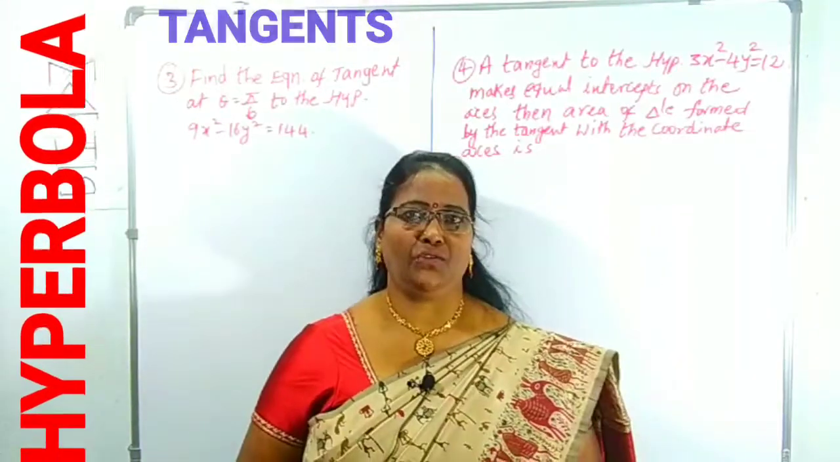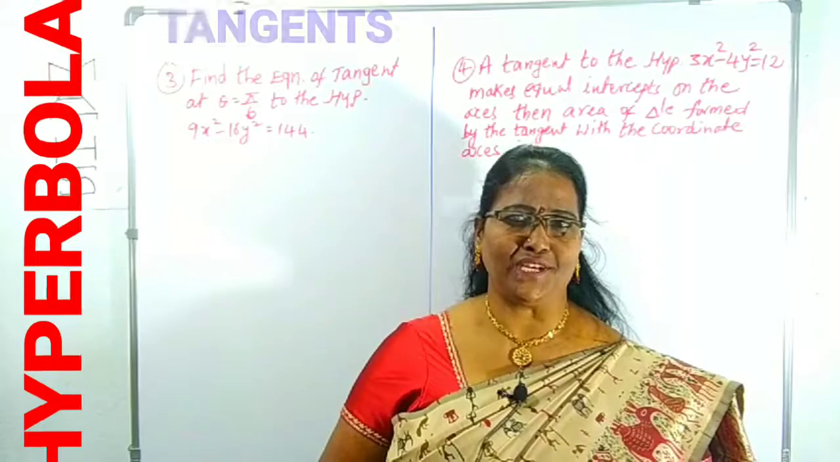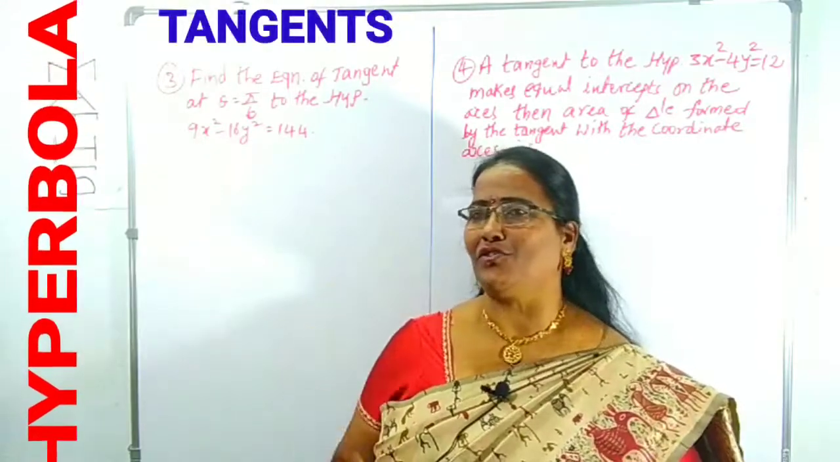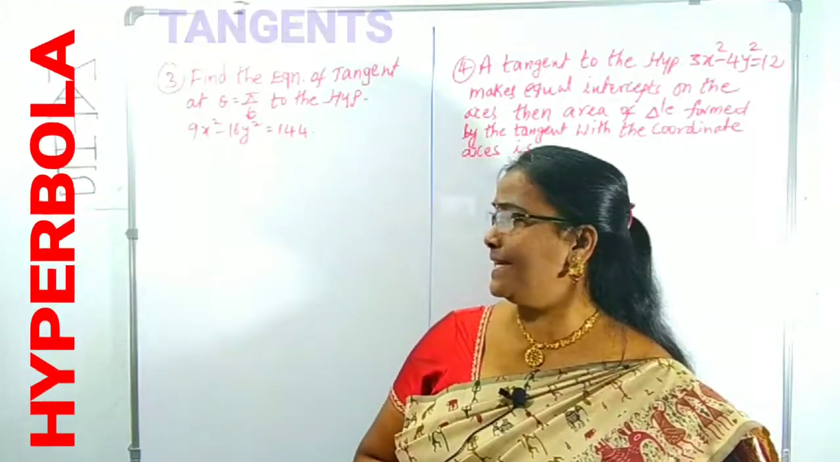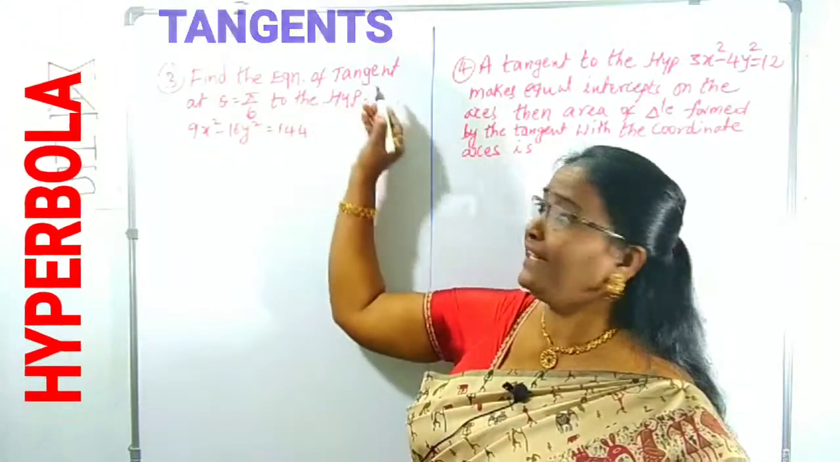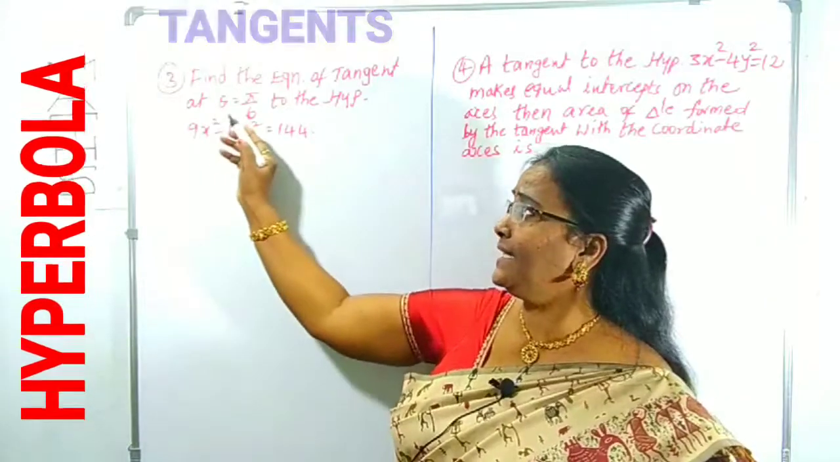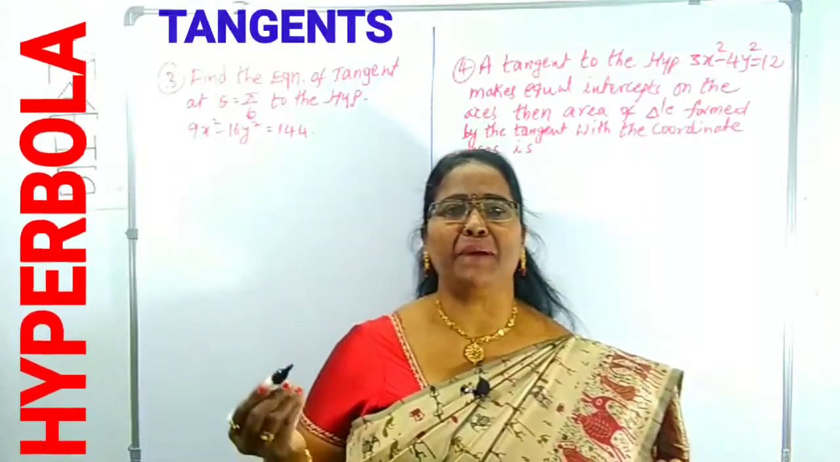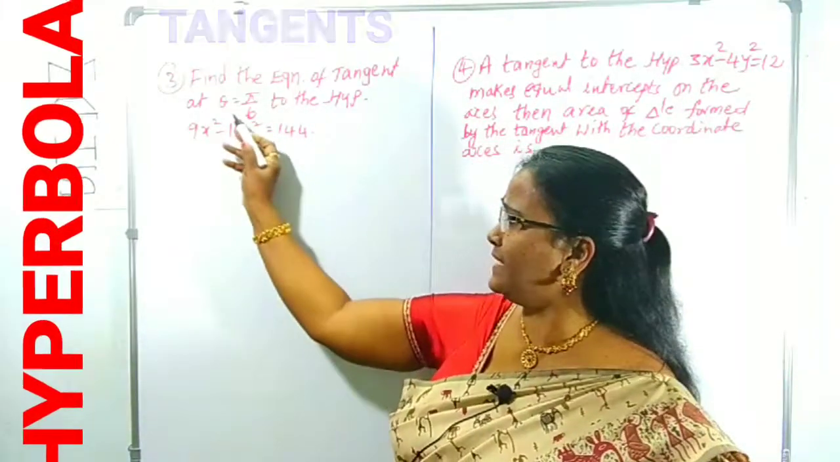Is it clear? Now we can come forward to some more questions. Are you ready? Yes. Now question number 3. What is the data given here? Find the equation of tangent at theta equals pi by 6. Simply, that parameter is given. Parameter is what? Angle.